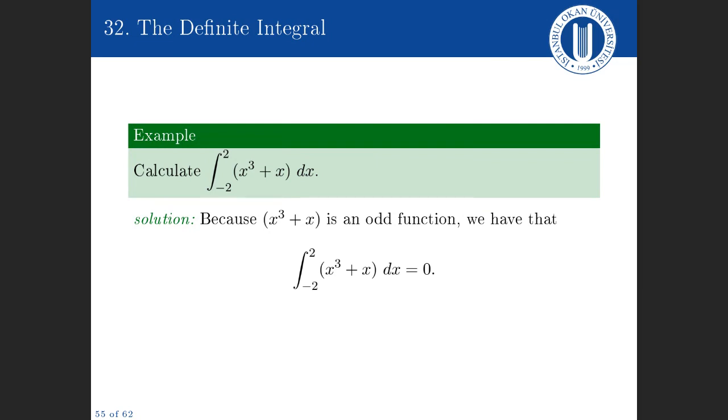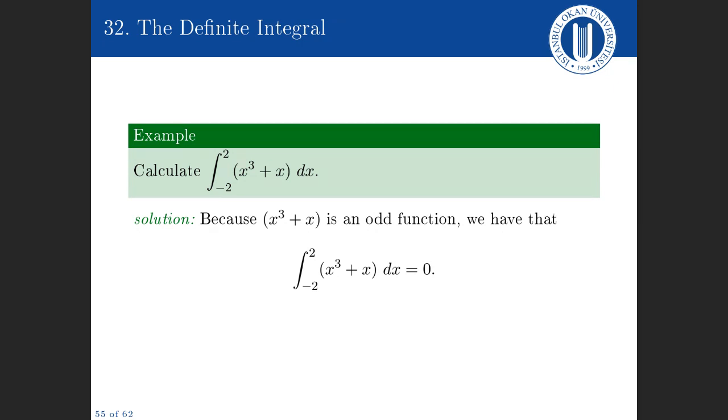Calculate the integral from -2 to 2 of x cubed plus x dx. This is easy because we have an odd function. 3 is an odd number, so x to the power 3 is an odd function. 1 is an odd number, so x to the power 1 is an odd function. Odd function plus odd function is an odd function.